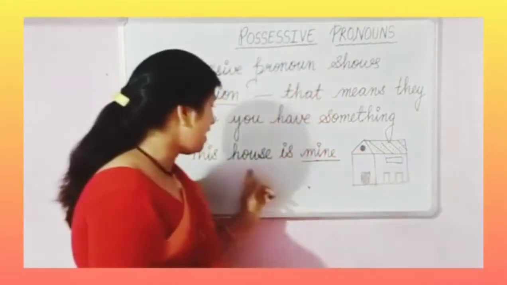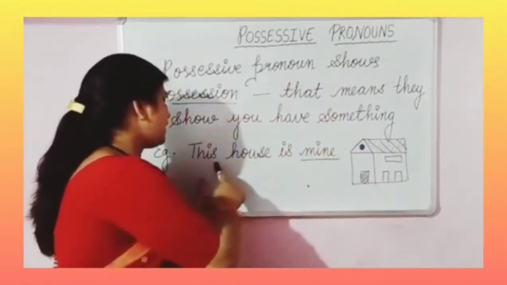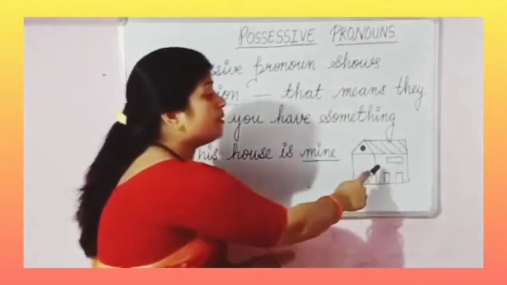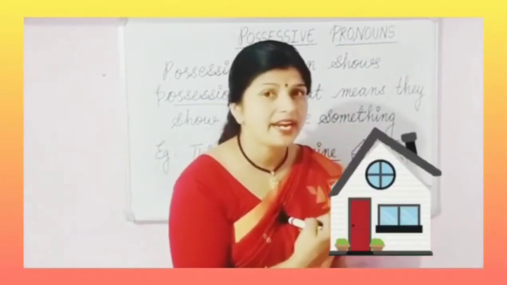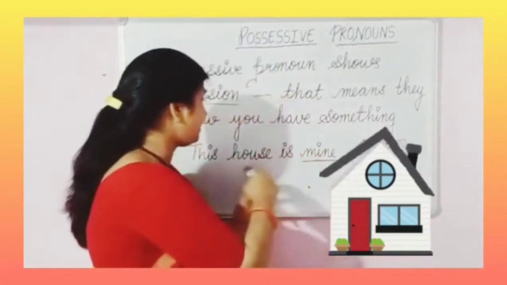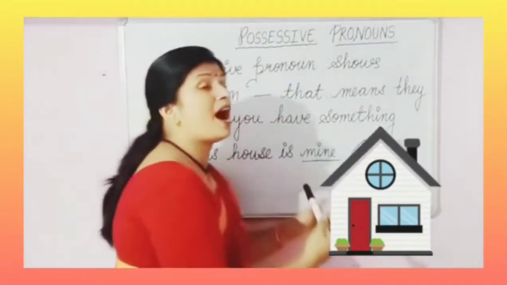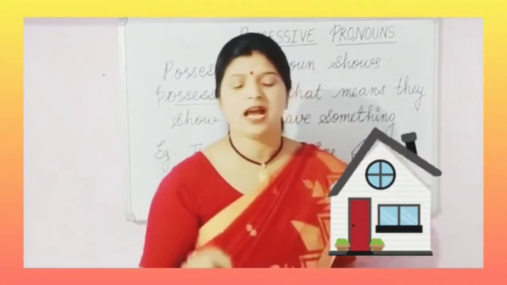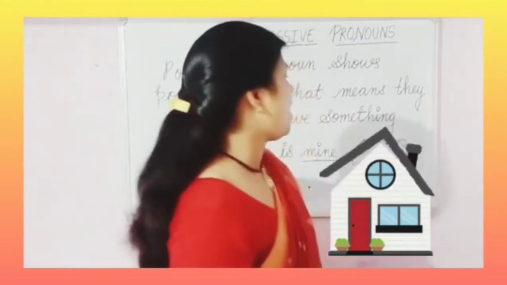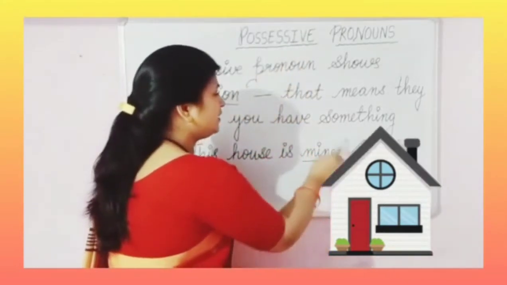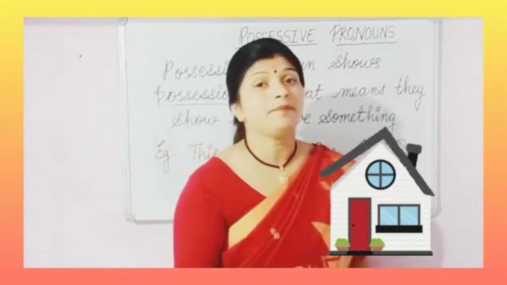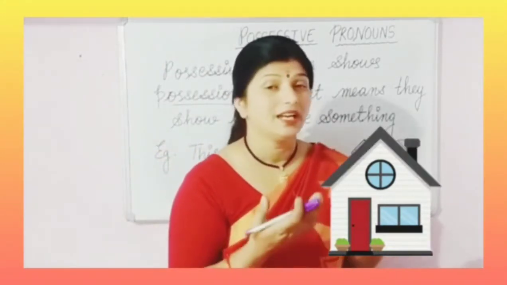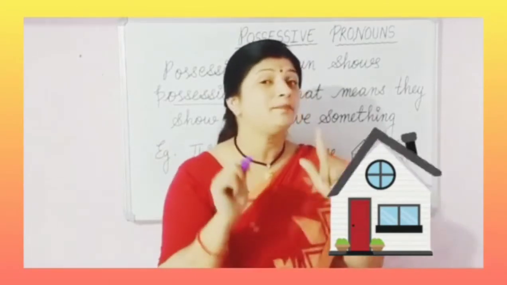Suppose I give you one example over here: if I say this house is mine, that means this house belongs to me. ये मेरा घर है. So how can I write the sentence that this house is mine, ये मेरा घर है, ये आपका घर नहीं है. Okay, now this mine is showing that you are having possession of the house, आपके पास घर है, मतलब ये आपका है, it belongs to you.